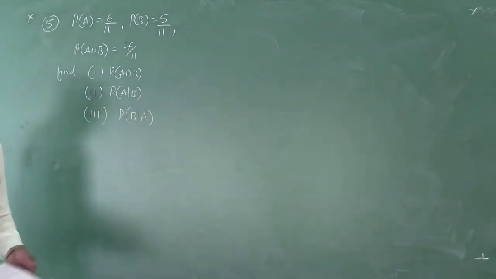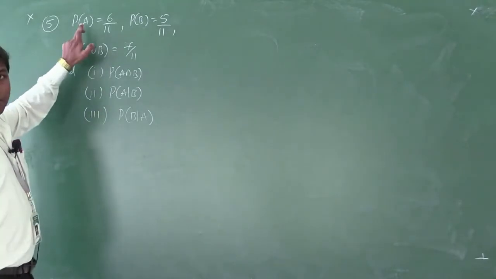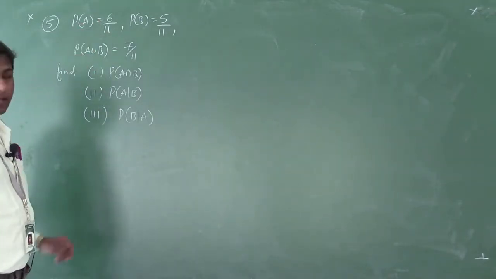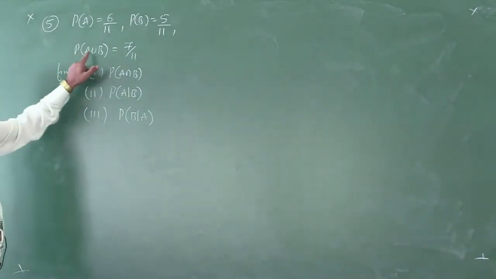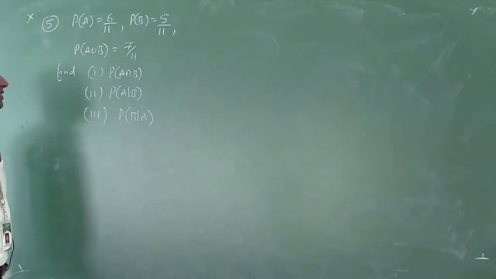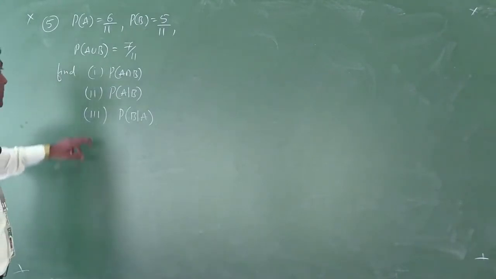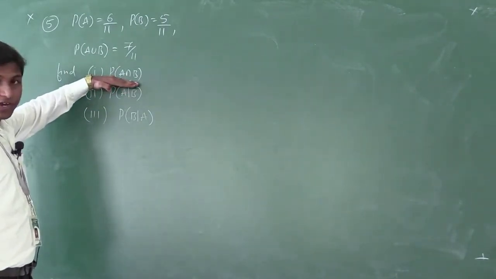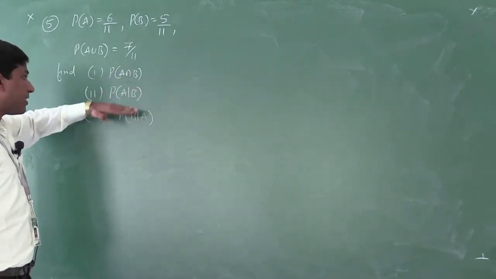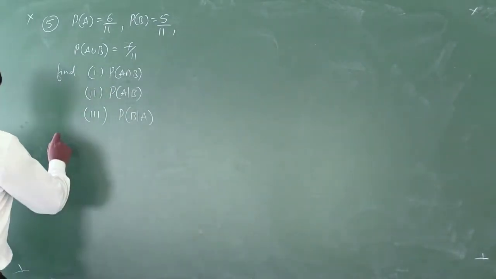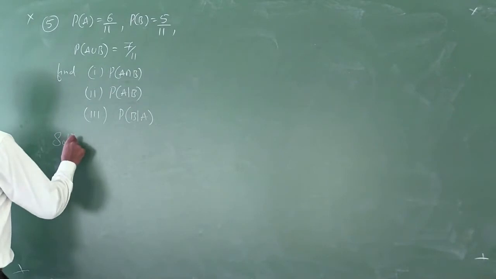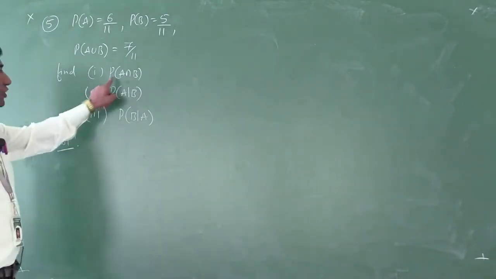Okay. So it is given that P of A value is 6 by 11, P of B value is 5 by 11, P of A union B value is given to be 7 by 11. We need to find out P of A intersection B, P of A bar B, and P of B bar A.